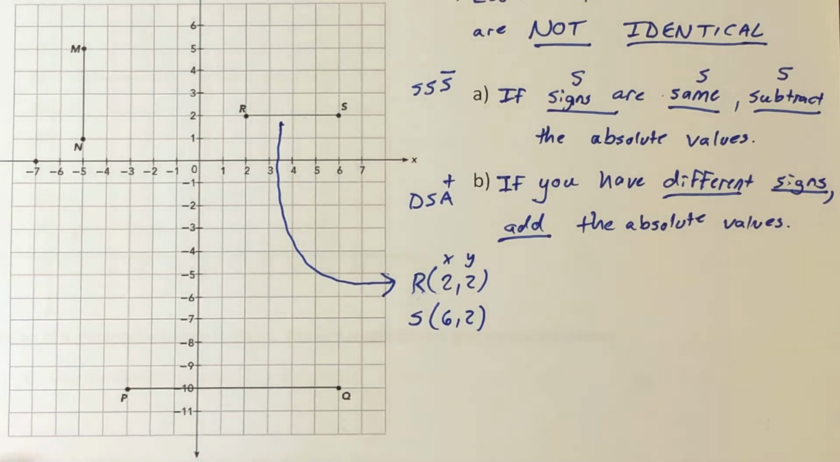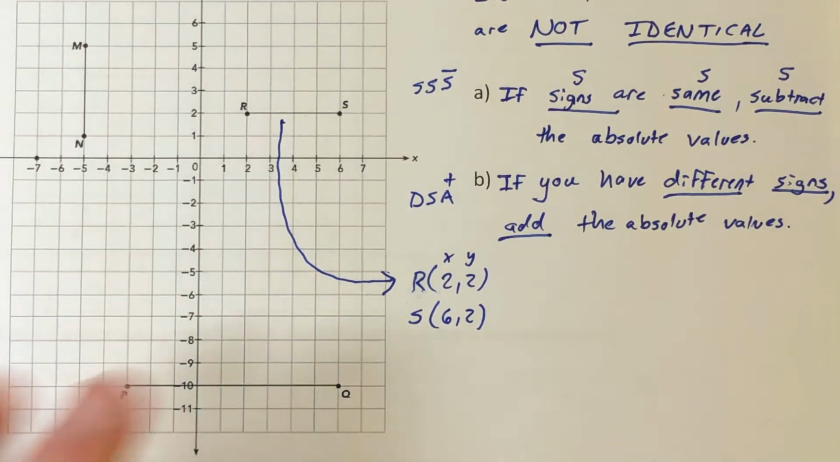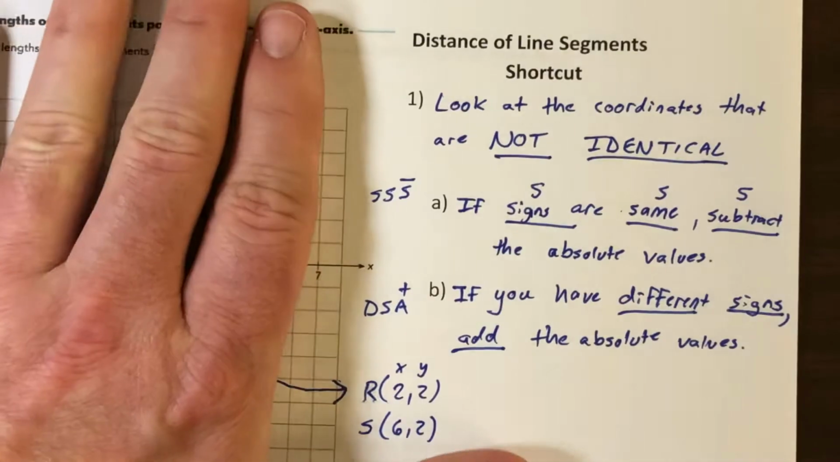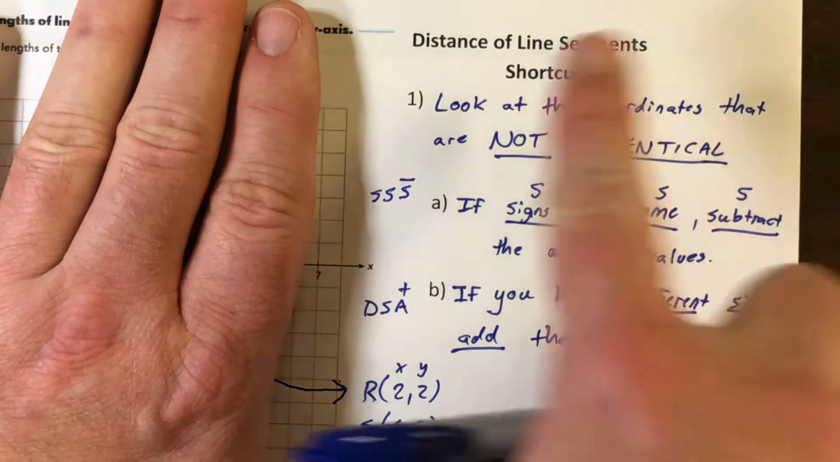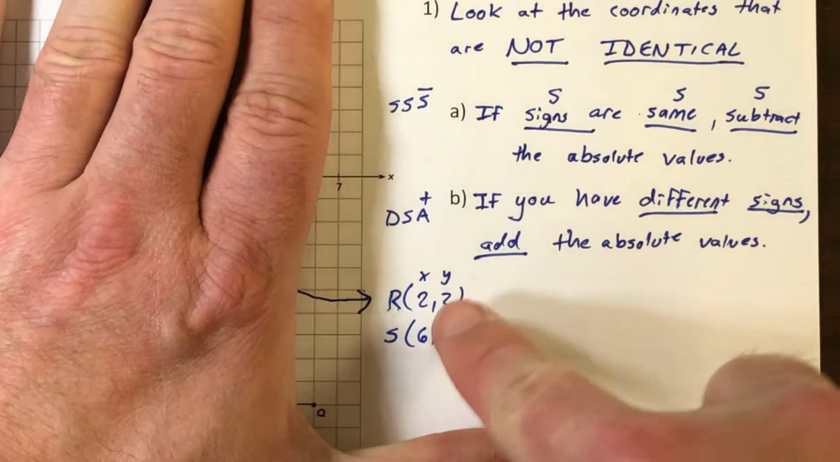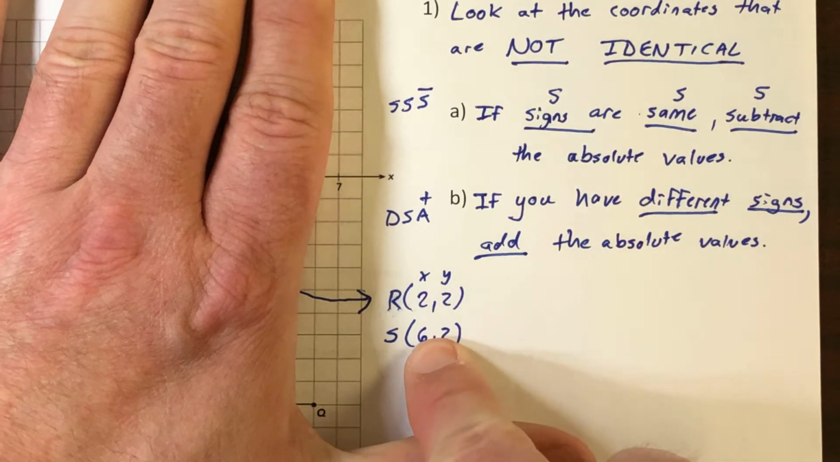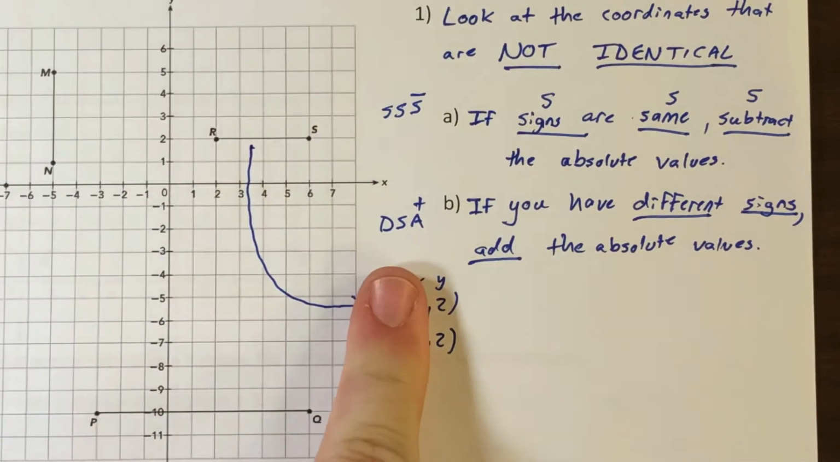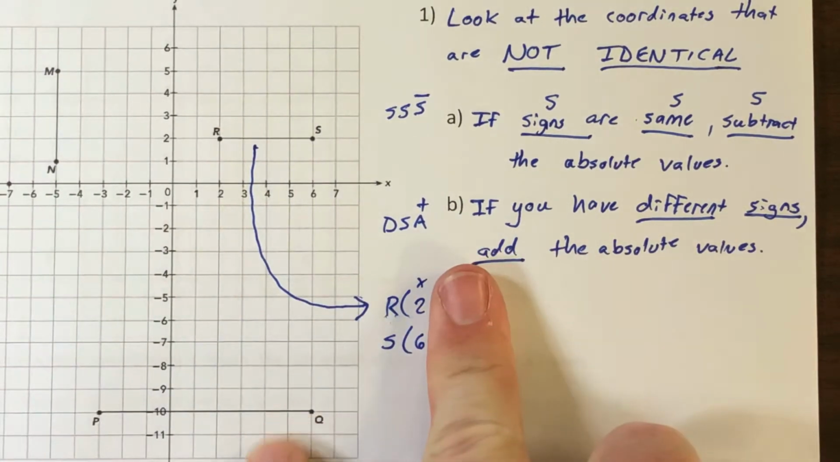So if I want to know the length of the line segment without having to graph a thing, I just need to follow this 2-step process. First step, look at the coordinates that are not identical. You'll notice I stack them on top of each other so I can easily see what's identical. So are those identical, or are those identical?